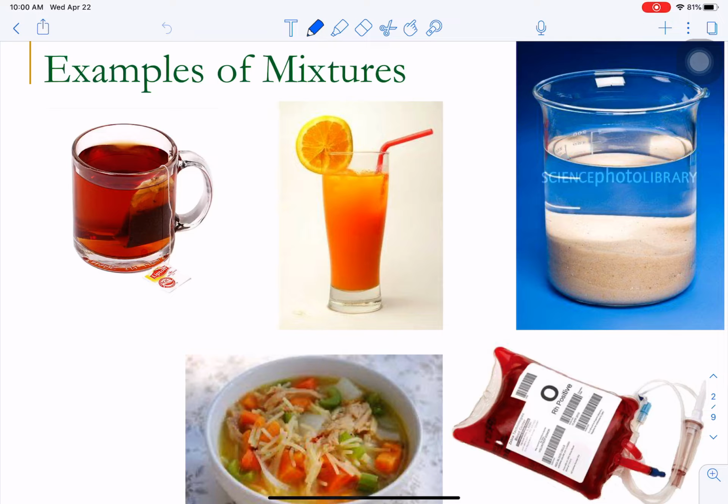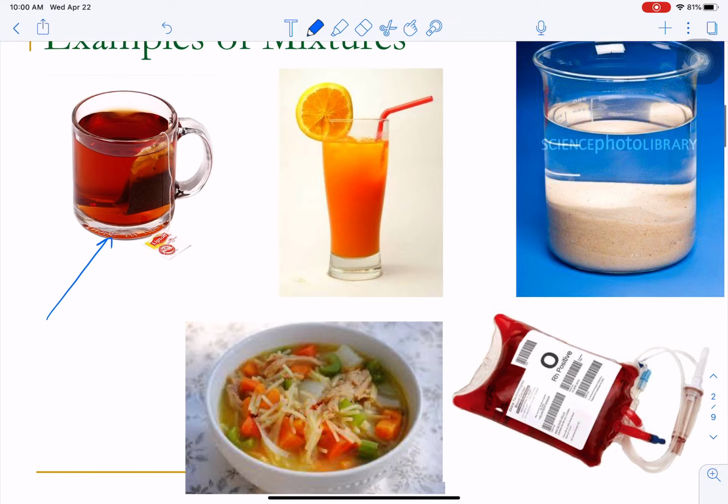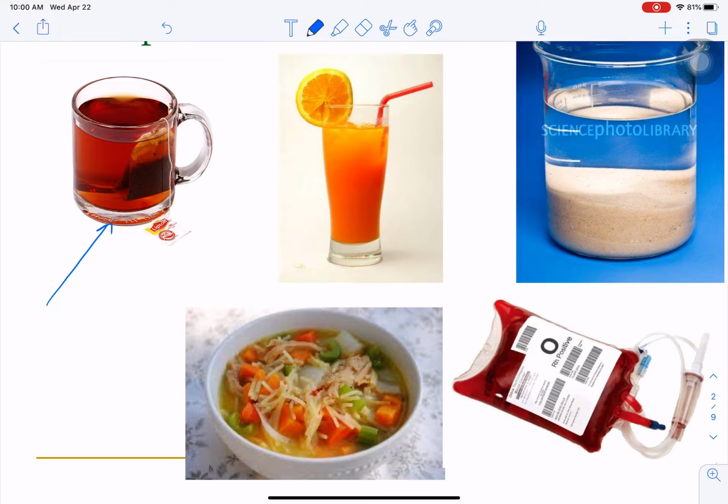Remember earlier in the year we talked about heterogeneous and homogeneous mixtures. Okay, a homogeneous mixture is basically if you combine two or more things, you see something with a uniform composition. So an example of that would definitely be this tea here. That's about it. The rest of these, blood could be, but blood gets a little tricky, so let's not even deal with that. But we got the sand and water here, definitely heterogeneous.